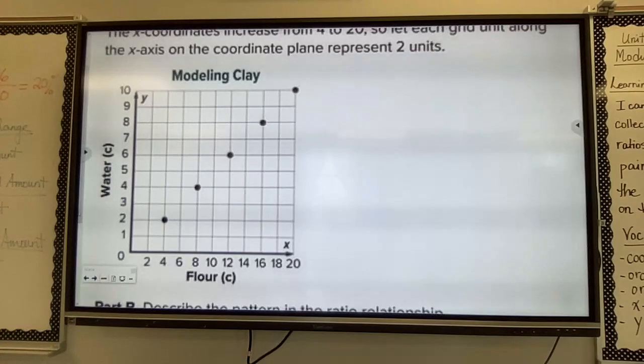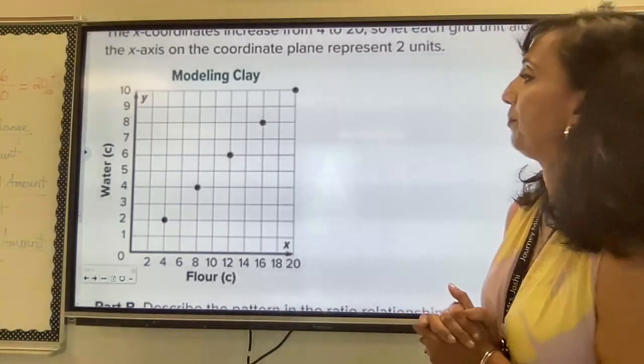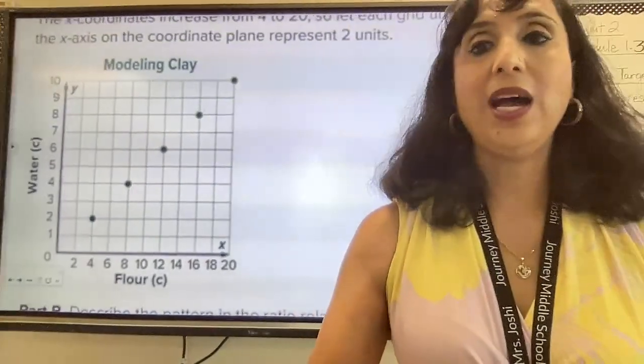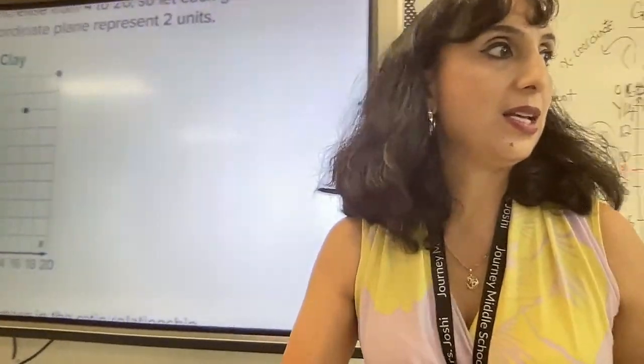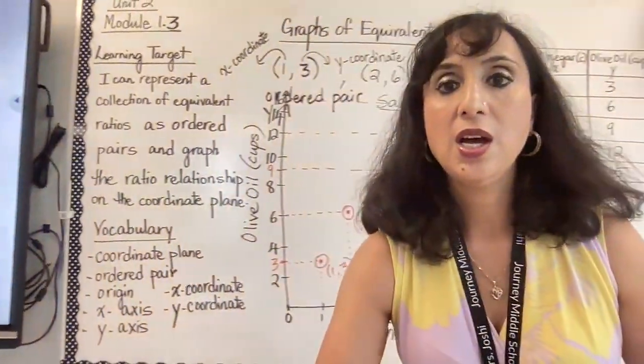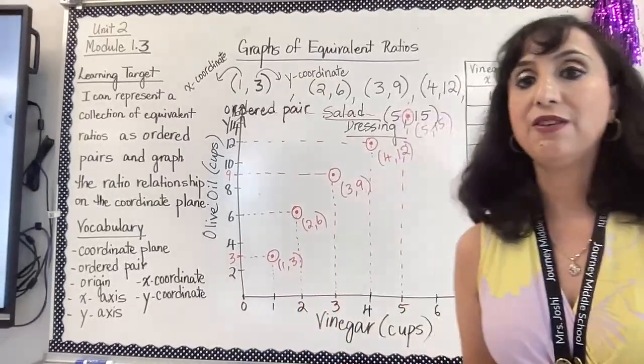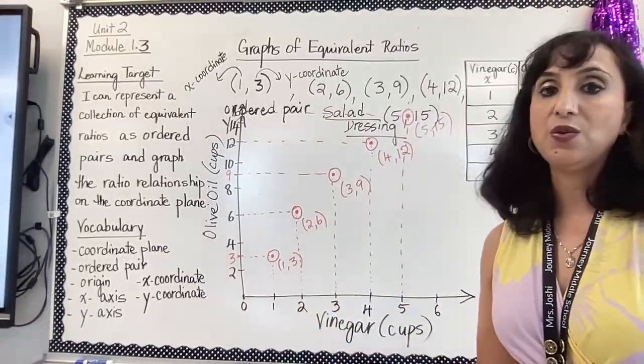Once again, how is the water increasing? It is increasing by 2 cups as the number of cups of flour is increasing by 4 cups. Okay? All right. So that is basically what this lesson is about. It's just using your tables of equivalent ratios and then extending it further to convert it into a graph.